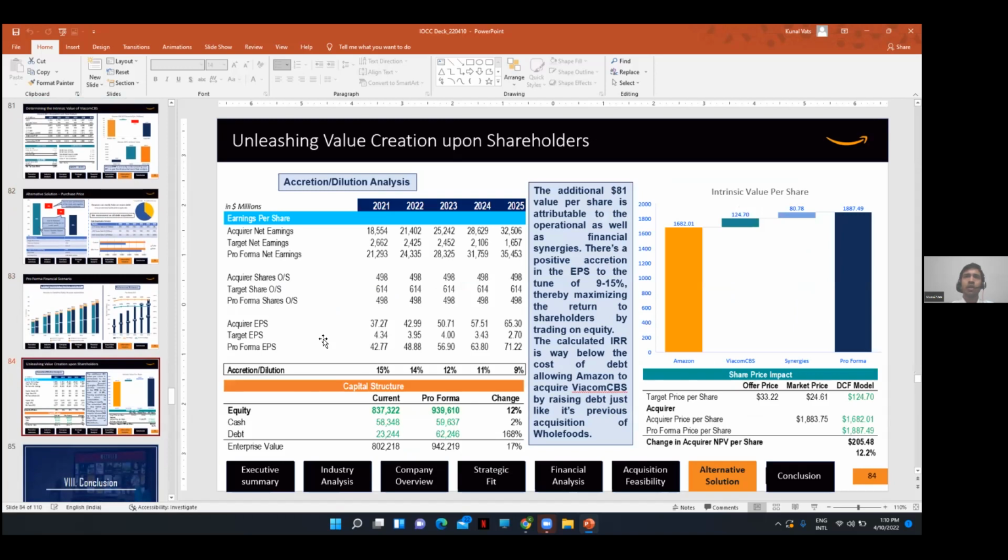This was the accretion dilution analysis, which we conducted. Again, not going into the details here, but this was to understand whether there is a destruction or an addition to shareholder wealth. And we looked at the current capital structure, the proposed structure, and the change. On the right, you can see the intrinsic value per share: Amazon, Viacom, synergies, and pro forma. So if Amazon is $1,600, we're getting to an $1,887 pro forma share price based on our analysis of Viacom's intrinsic share price and the synergies that it brings.